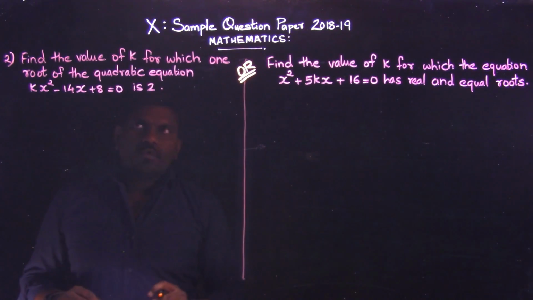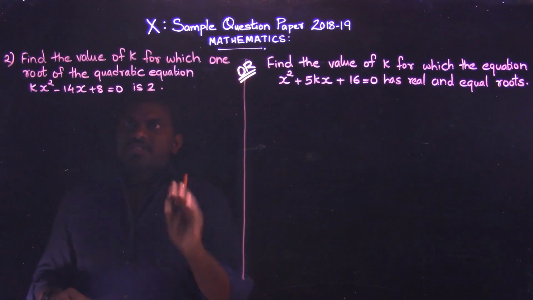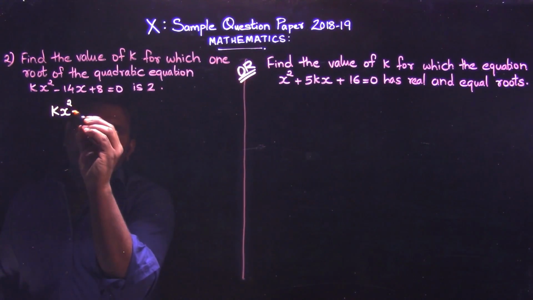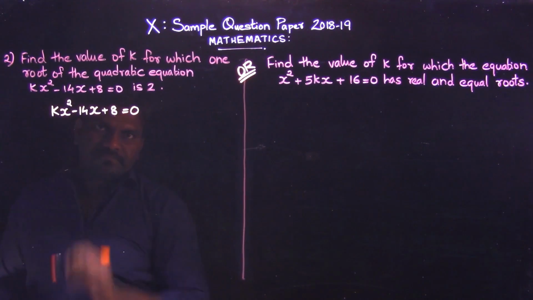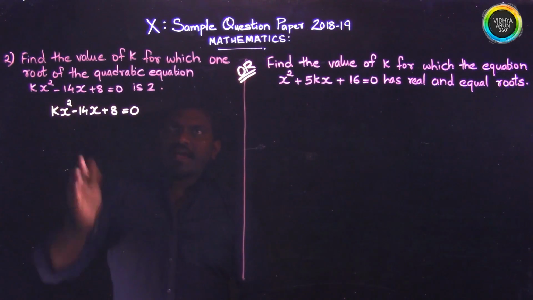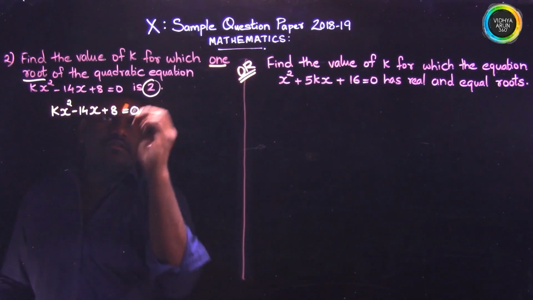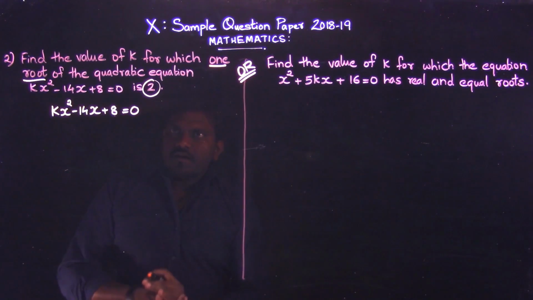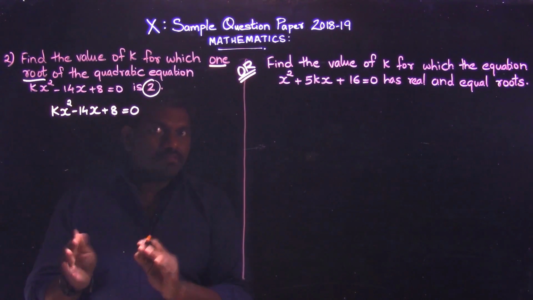Find the value of k for which one root of the quadratic equation kx square minus 14x plus 8 is equal to 0 is 2. I will write it again: kx square minus 14x plus 8 is equal to 0 is the quadratic equation we have. And it's been told that one of its roots is 2. So 2 is one of its roots, meaning, first of all, do you know what a root is?